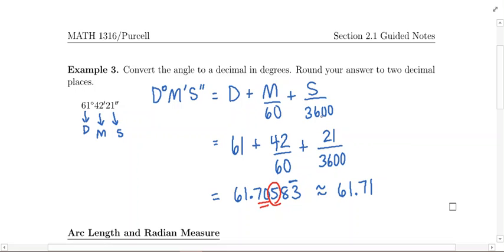Okay, you've got to put units on this. Remember what we did. We converted from degrees, minutes, and seconds back into decimal degrees. So your answer needs to have a degree symbol on it. Okay, so this is the answer. We just took 61 degrees, 42 minutes, and 21 seconds and converted that into decimal degrees, and the answer is approximately 61.71 degrees.